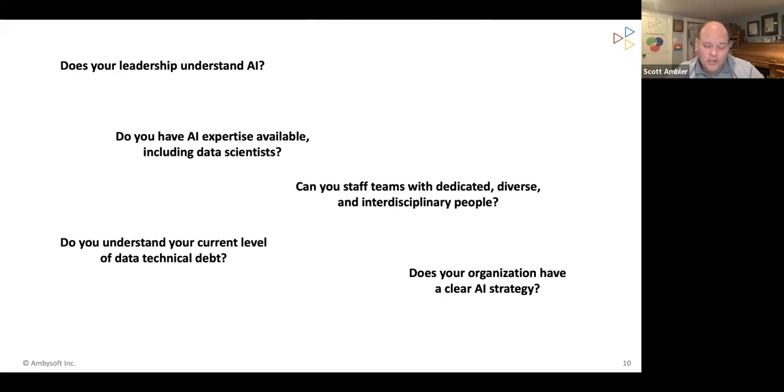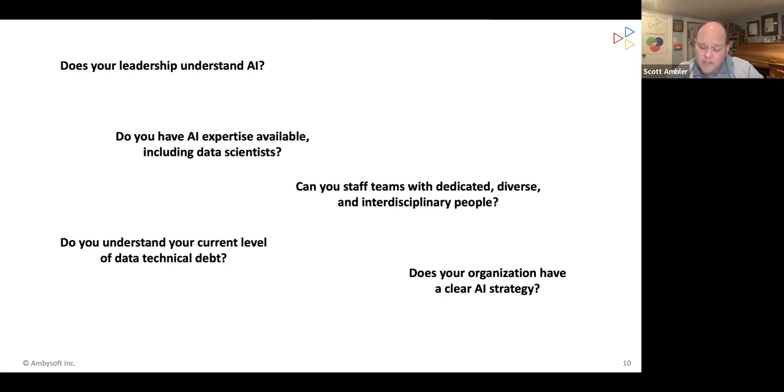Do you understand your current level of data technical debt? And even more harsh, do you even know what data technical debt is? Sometimes called data debt. So if you've heard of that, then I'll give you credit as well. But anyways, do you actually understand it? Do you measure it? Do you understand where your challenges are?